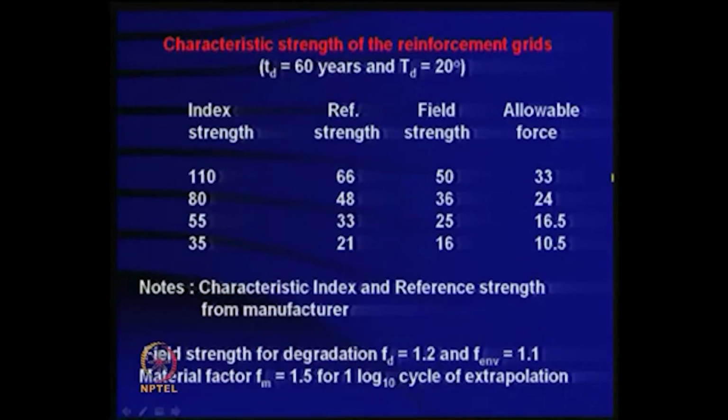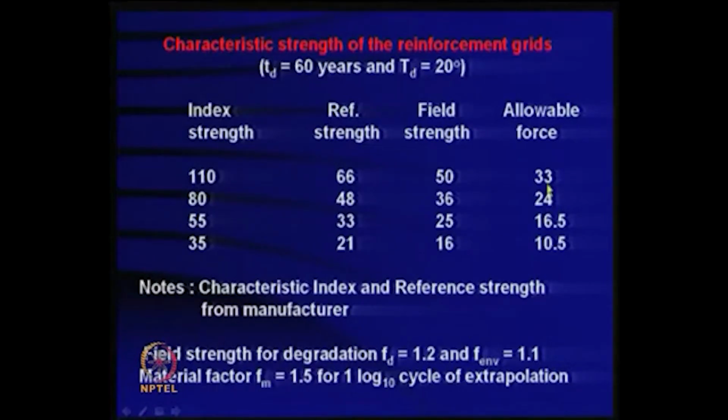Finally you need to apply the partial factors such as FD damage factor 1.2, 1.1 and 1.5 for one log cycle of extrapolation. So, once you do that, it comes to 66, then if you want to correct it for damage and other factors 50, then finally it comes to 33. What it means is that 110 divided by some of these factors will lead to this number 33, okay. Though this is a reference strength, you have a factor of safety of 110 divided by 33, okay.